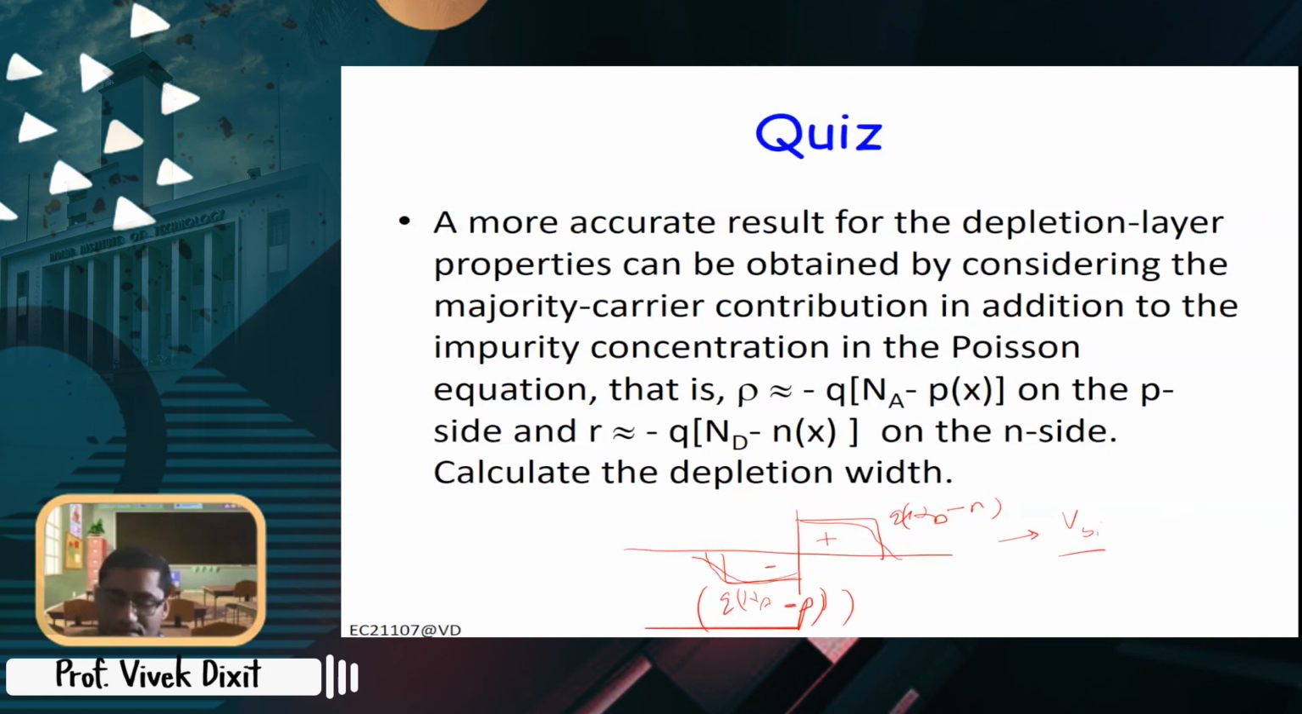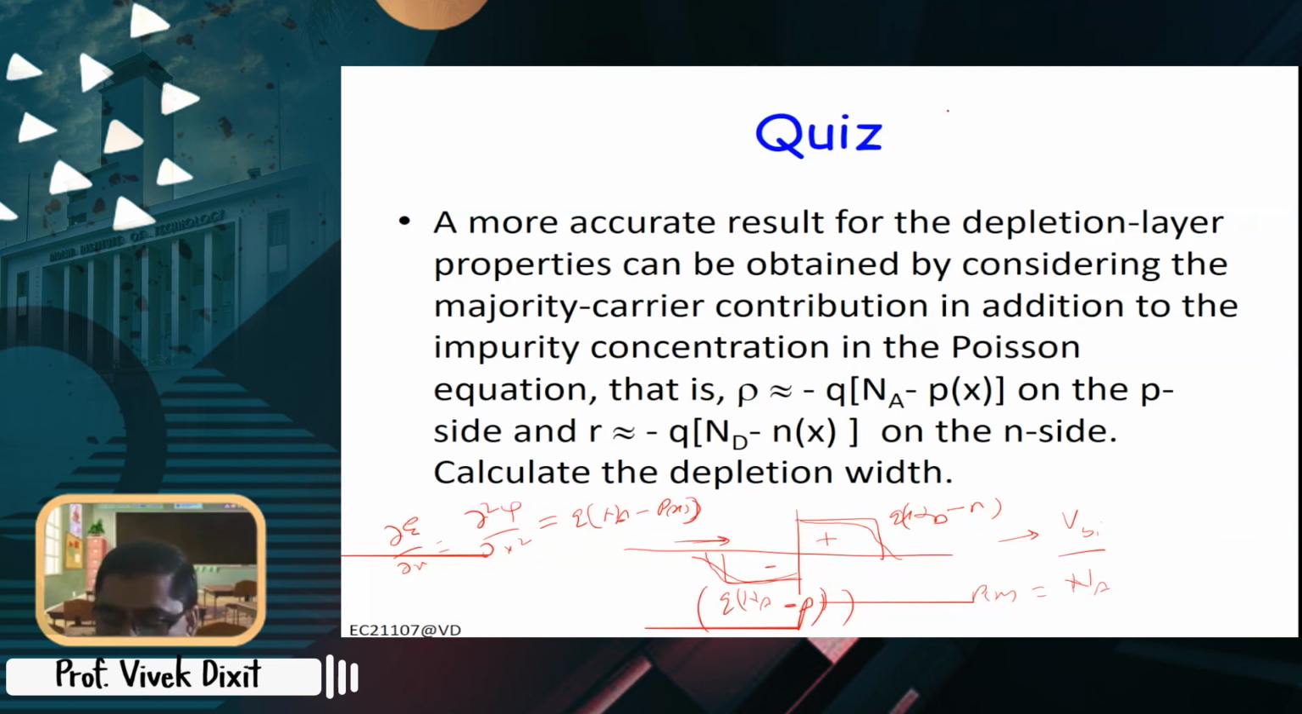Now the derivative of the field, or you can write d2 psi by dx square, will be rho, right? Q times Na minus P for the P side, and Nd minus N for the N side, right? And P, of course, you can assume that for the P side, P is actually Na, right? That's what we assume, right? But let's assume as you are moving away from the neutral region, this is changing, right? This is changing with the potential.